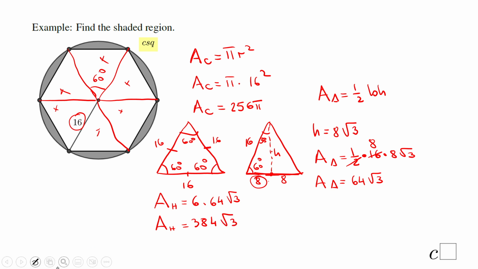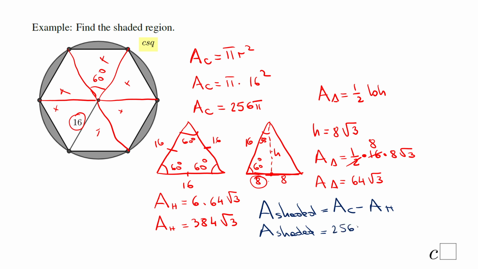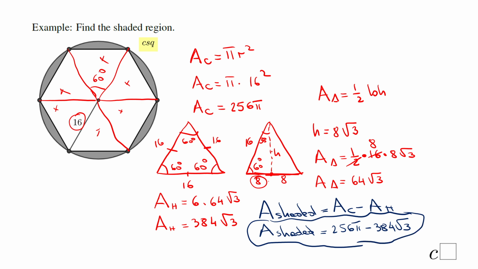One more step. What do you think we need to do to find the shaded region? And if you said, hey, I'm going to have to take away from the area of the circle the area of the hexagon, that's correct. That's what you have to do. And that will be 256 pi minus 384 square root of 3. I'm going to leave the answer exactly like that. There is no possible simplification. If you need to evaluate, use a calculator, and you should be fine.